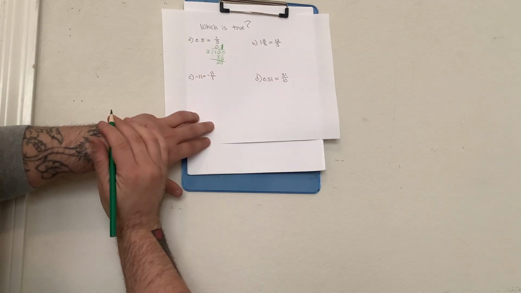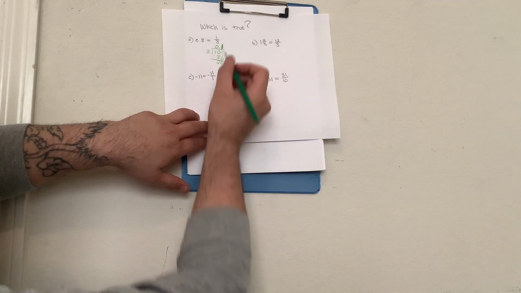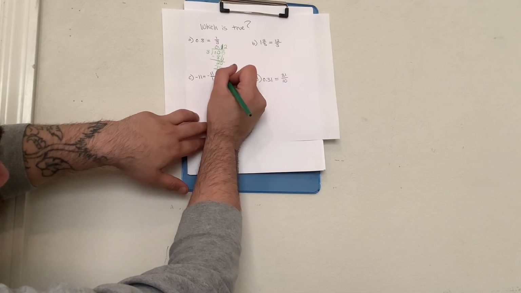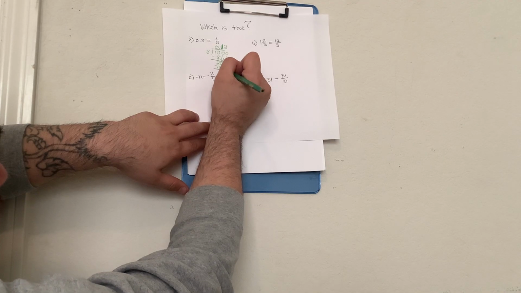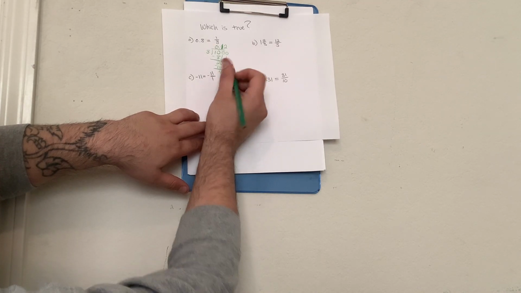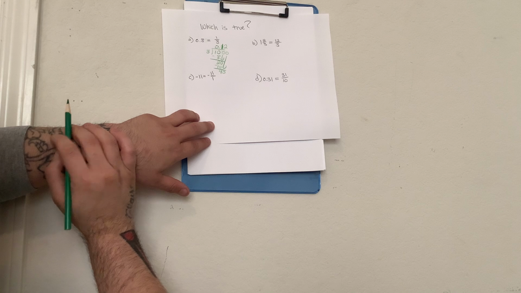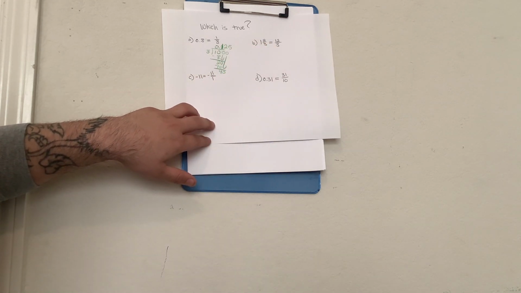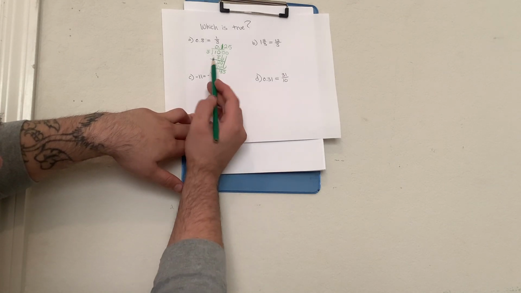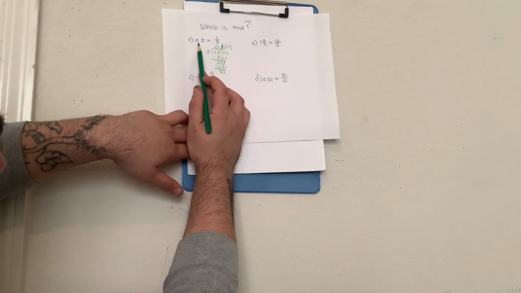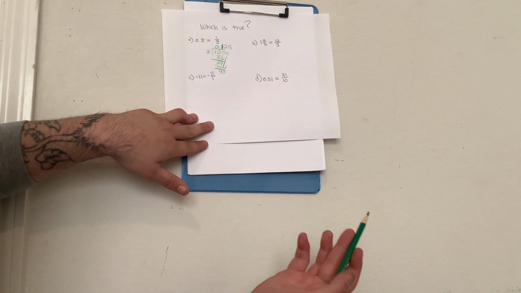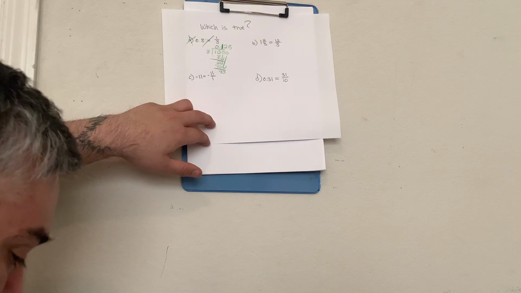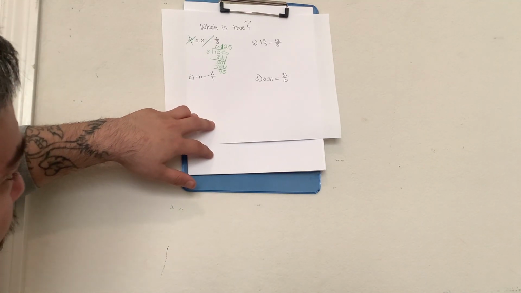Bam. Now 8 can fit into 20 twice. 2 times 8 will give me 16. That'll give me 4. Bring down my 0. 8 can fit into 40 5 times, and so that's my decimal. Now, is 0.125 the same as 0.8? No. That's false. That's not going to work at all, not even remotely close, okay? Don't fall for that.